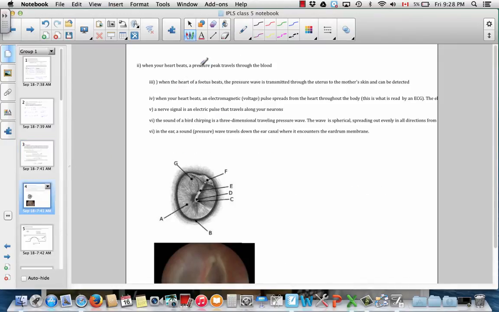Other traveling waves include, say, the pressure pulse of the heartbeat. That pressure pulse travels through the blood. The pressure fluctuation in a heartbeat also travels through all tissues and up to the surface of the skin. So we can detect a fetal heartbeat using a stethoscope. So there's lots of interesting traveling waves. We'll probably focus in quite a bit on sound.